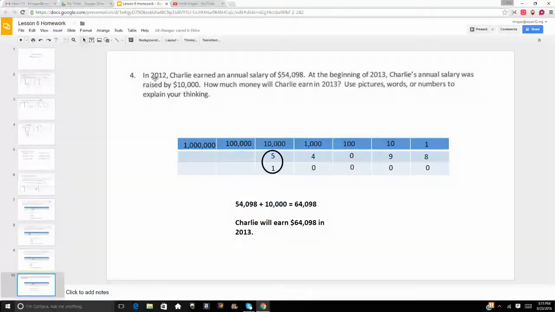And here's our word problem. In 2012, Charlie earned an annual salary of $54,908. At the beginning of 2013, his annual salary was raised by $10,000, so only the $10,000 spot. How much is he going to earn in 2013? Well, it increased 1,000, and 5 plus 1 is 6. So he will earn $64,098 in 2013.